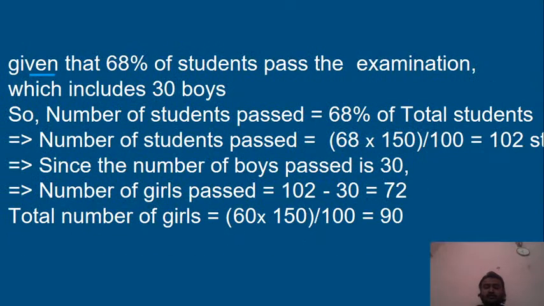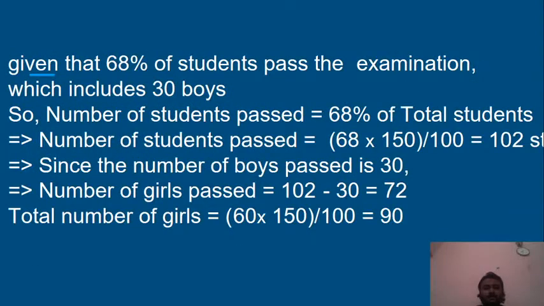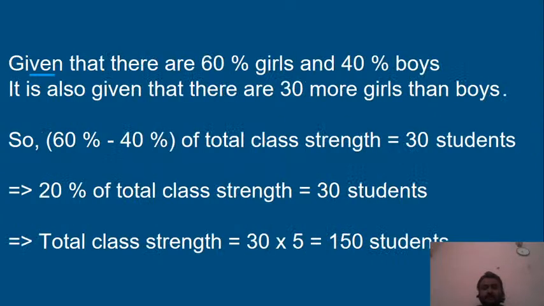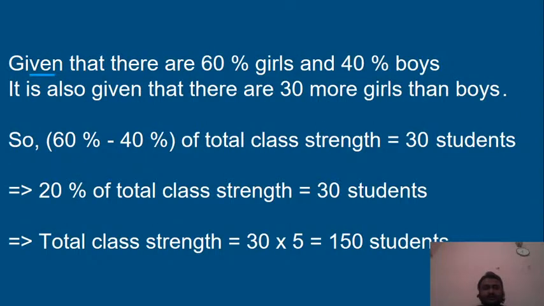Then the percentage of girls who do not pass. The question is the percentage of girls who do not pass. The number of girls who have passed is 72. The total number of girls is needed, and it says that 60% are girls. So the total number of girls is 60% of 150, that is 60 into 150 divided by 100, which is 90. So the total number of girls is 90.